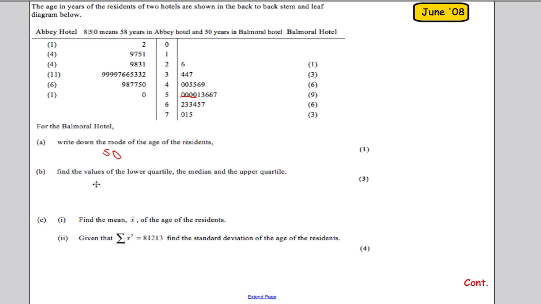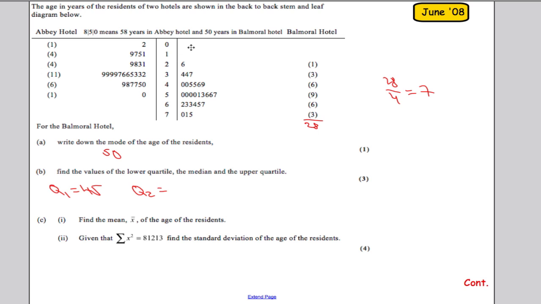Find the values for the lower quartile, median, and upper quartile for the Balmoral Hotel. So first thing I'm going to do is work out how many people are in this hotel by adding up these values here to get the total number of leaves. So 1, 2, 3, 4, 10, 19, 25, 28, 28 in total. That means the lower quartile, Q1, is 28 over 4, which is 7. So the seventh person, counting along 1, 2, 3, 4, 5, 6, 7. So Q1 equals 45.